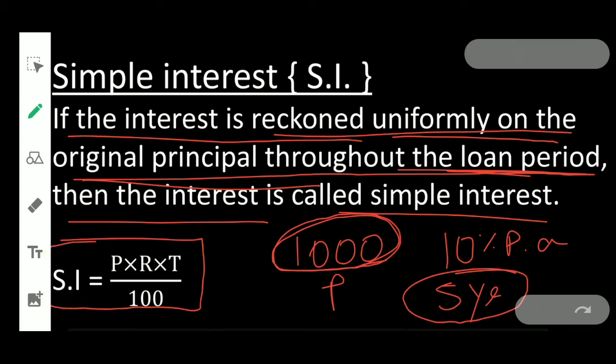We denote simple interest as SI. So SI equals P into R into T by 100. P is principal value, R is your rate of interest, and T is time. And remember, students, you have to convert time into years.